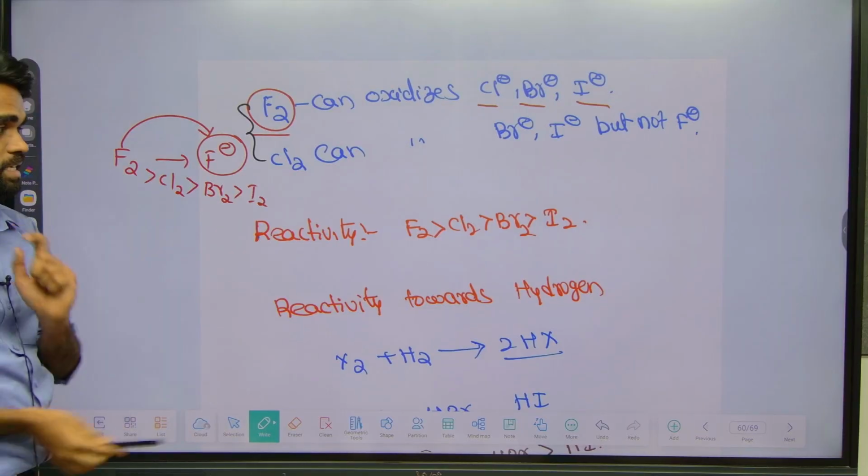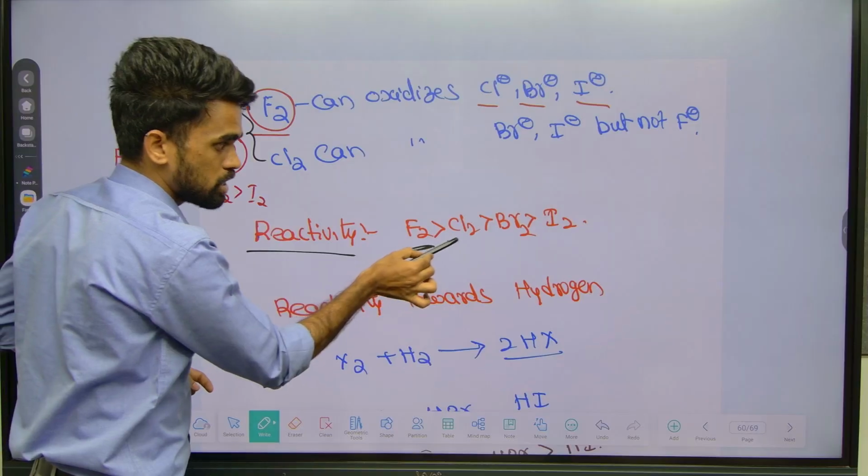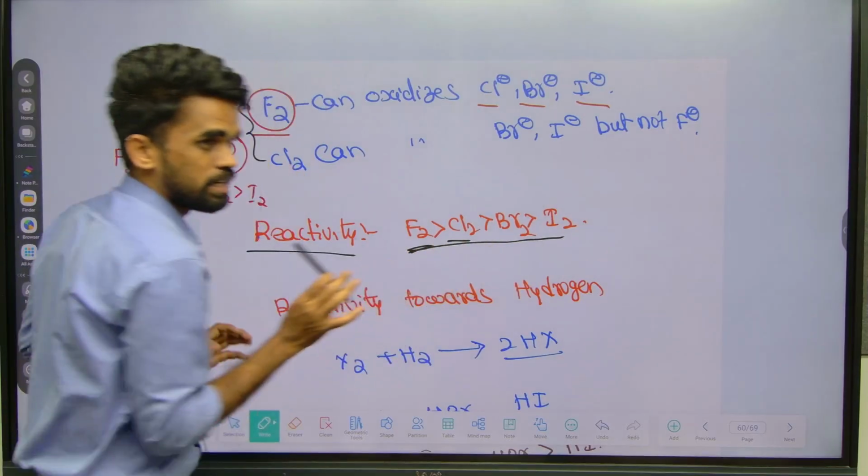Okay. Then next, reactivity. So which is more reactive? Fluorine. Next, chlorine. So down the group reactivity decreases.